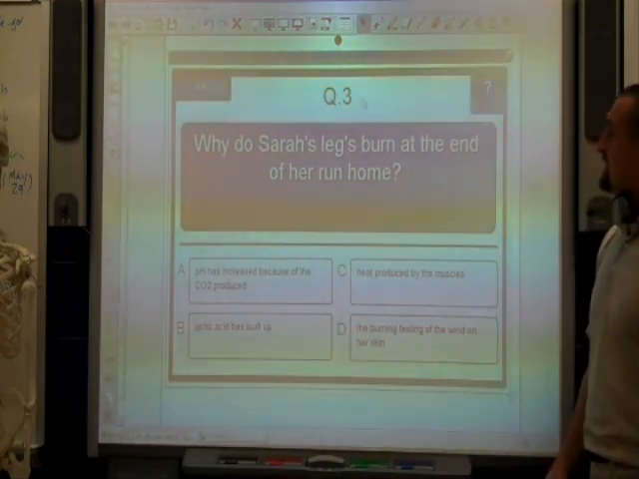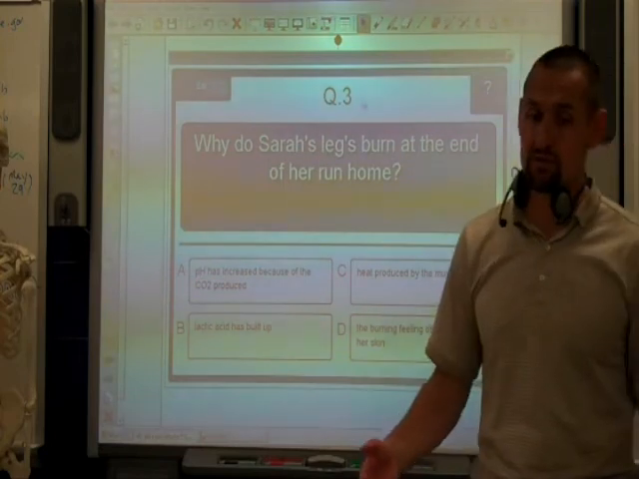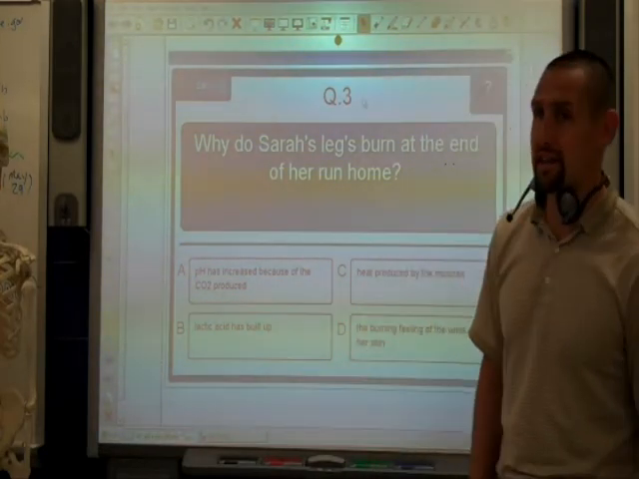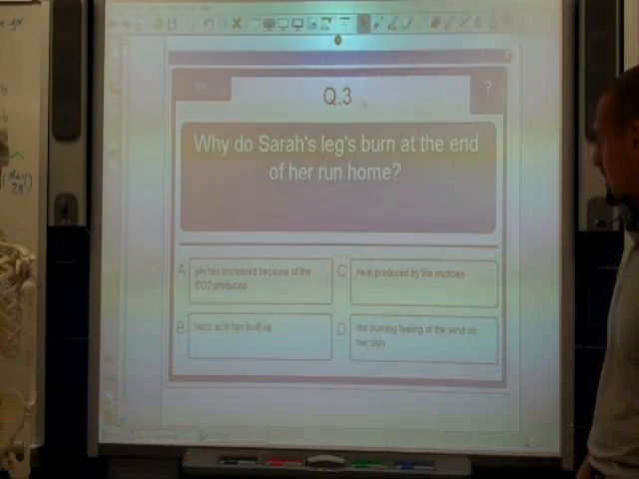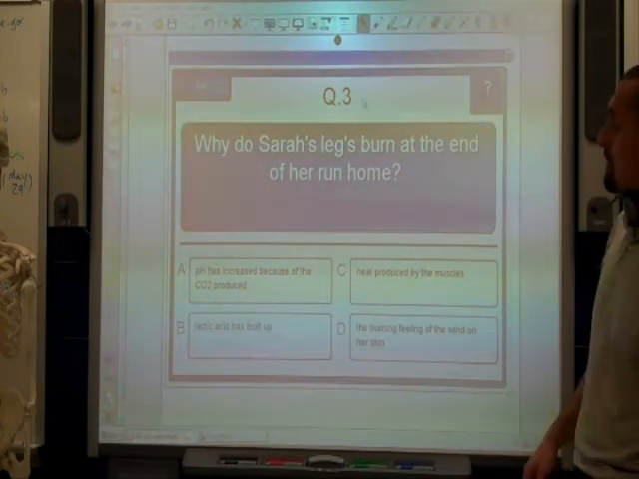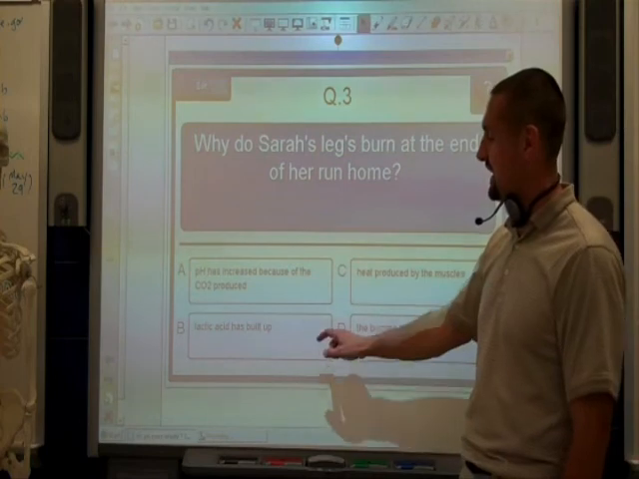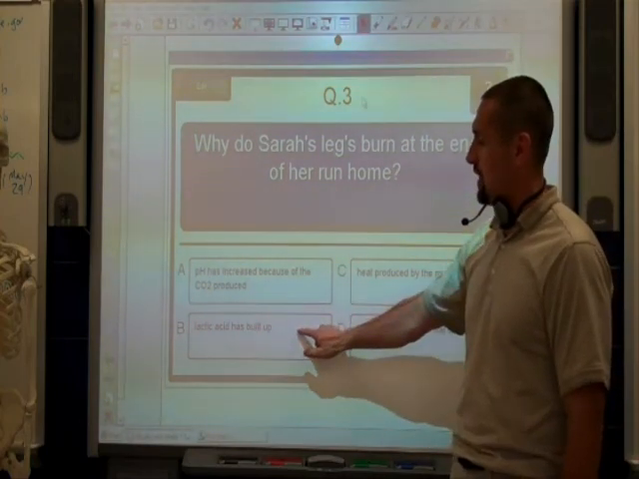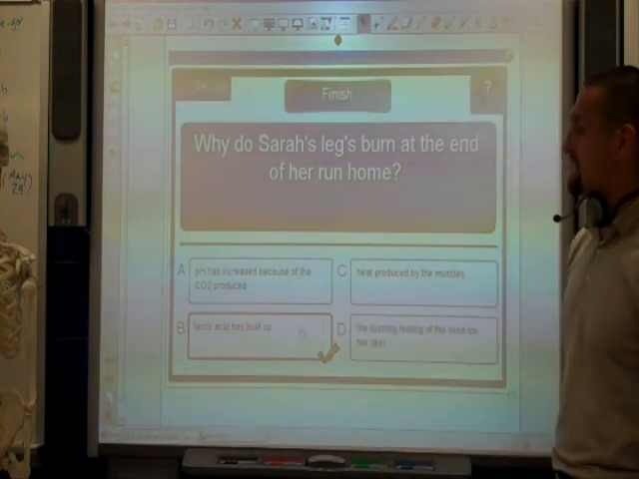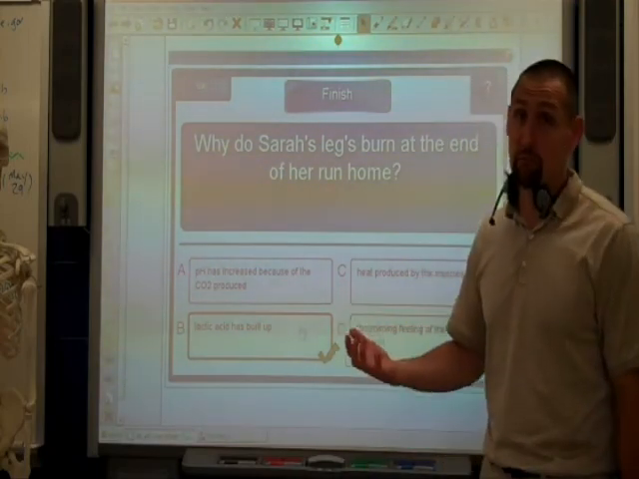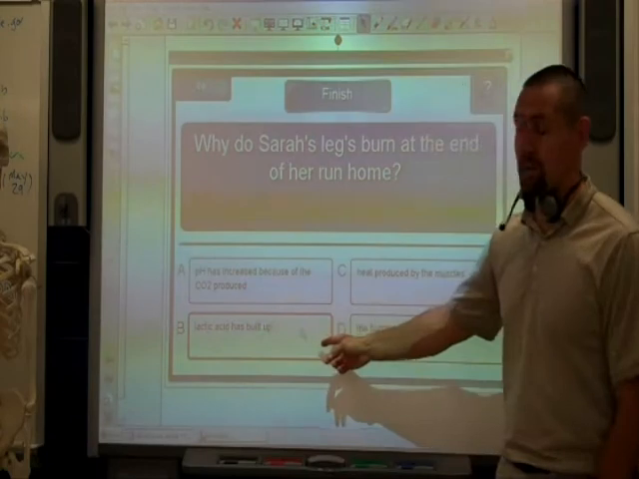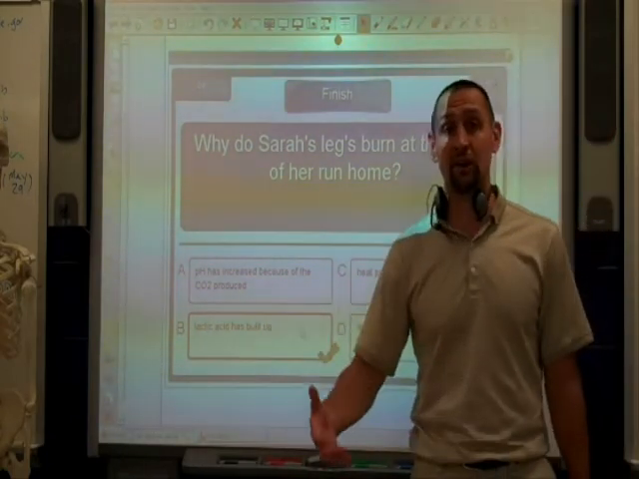Why do Sarah's legs burn at the end of her run home? So the mother's running home, and her legs start to feel this burning sensation. Why is that? Well, we've added an acid. In this case, one of the products of using your muscles is lactic acid. If you build up lactic acid, you feel a burn in your muscles.